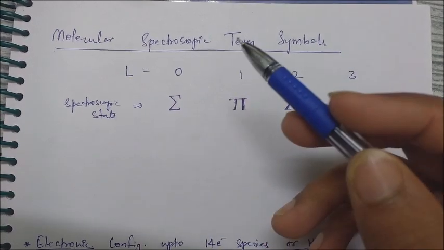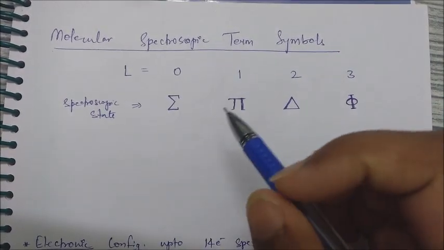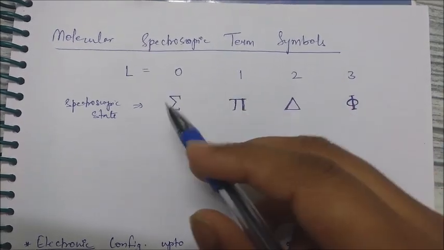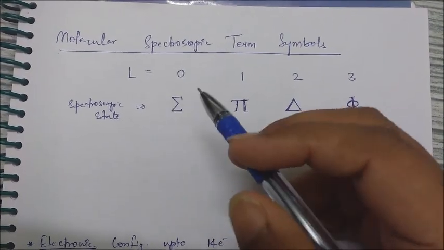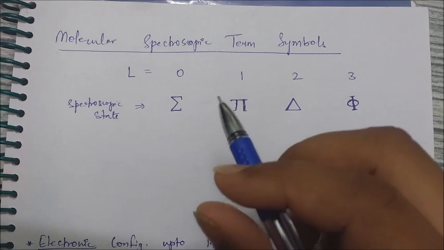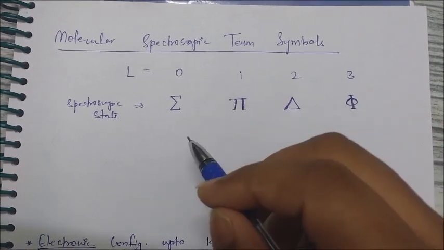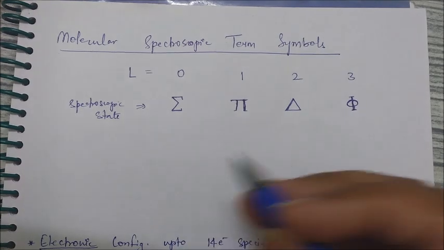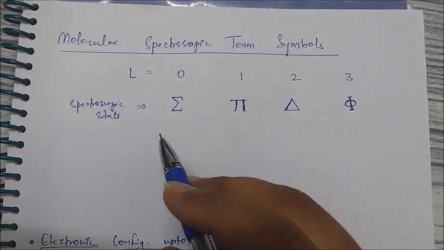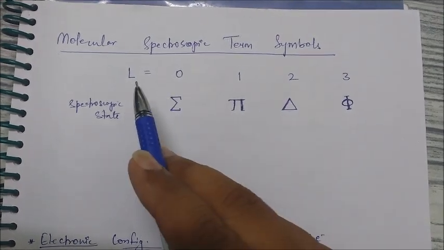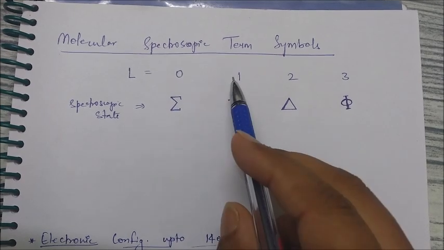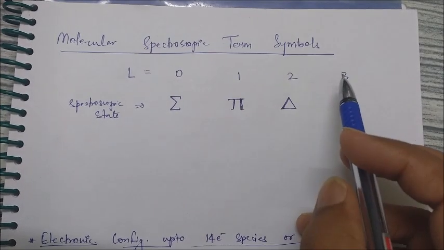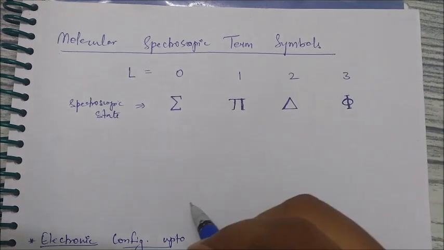So see what the diatomic molecular spectroscopic term symbol is. Previously we have studied the term symbol when an atom is given. When a single atom is given and we have the electronic configuration for that, we can easily find out the term symbol in the form of 2S plus 1 L J. Their term symbols were: for L value 0 we had S, for L value 1 we had P, for 2 we had D, for 3 we had F, like that.